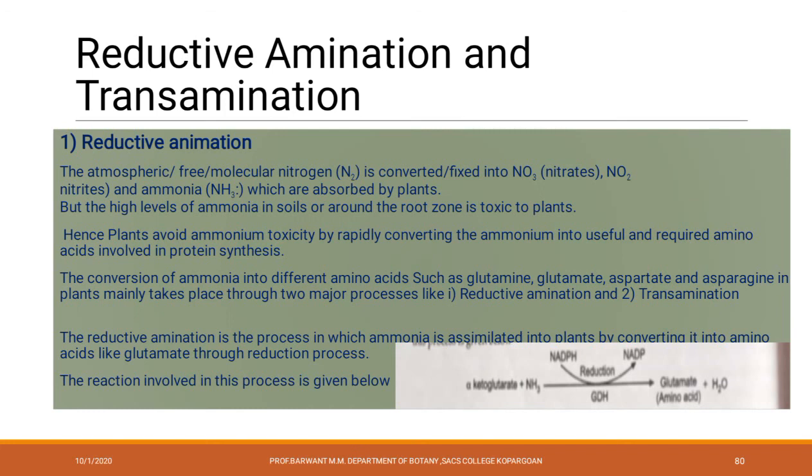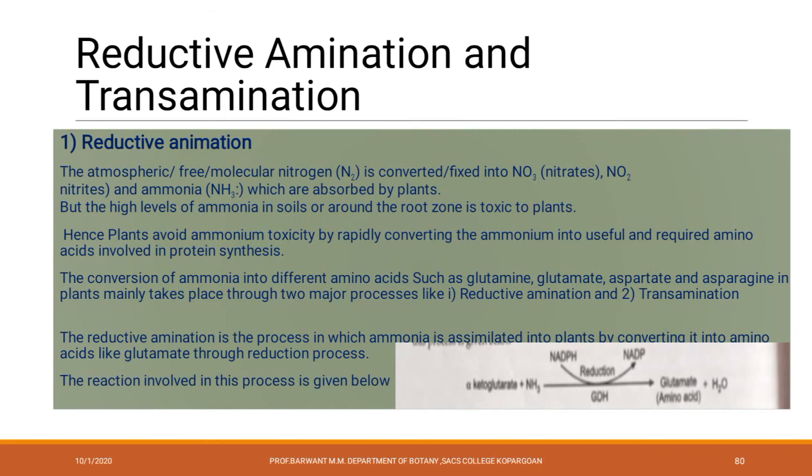Let's start. Atmospheric free molecular nitrogen is converted into fixed forms, NO3, NO2, and NH3, which are absorbed by the plant. But a high level of ammonia in the soil around the root zone is toxic to the plant. Hence, the plant avoids ammonium toxicity by rapidly converting ammonia into useful amino acids involved in protein synthesis.